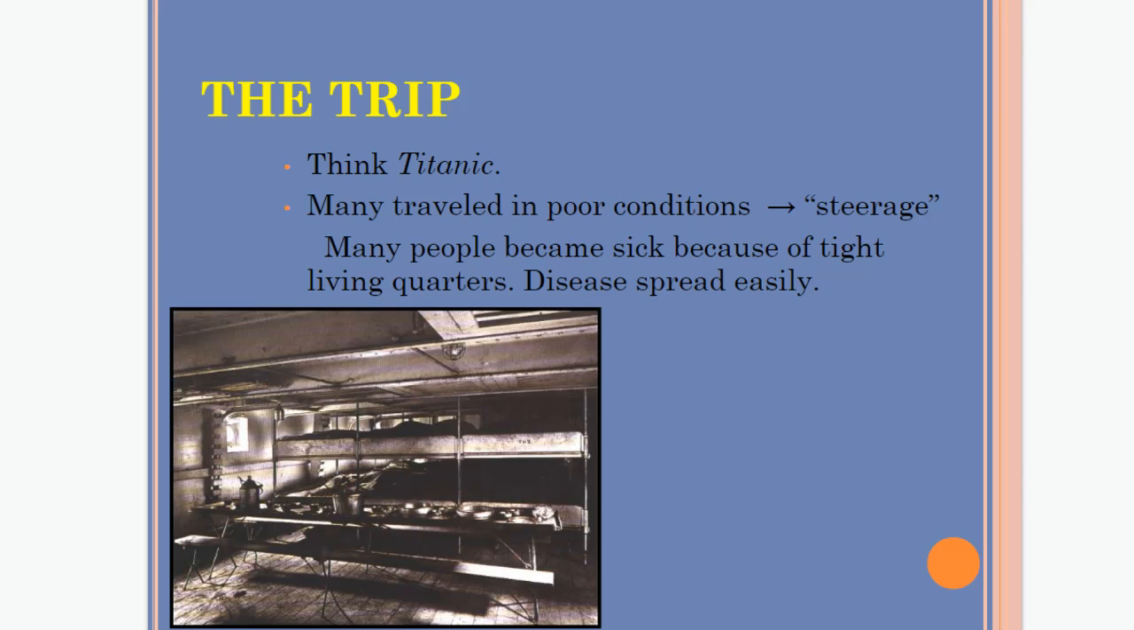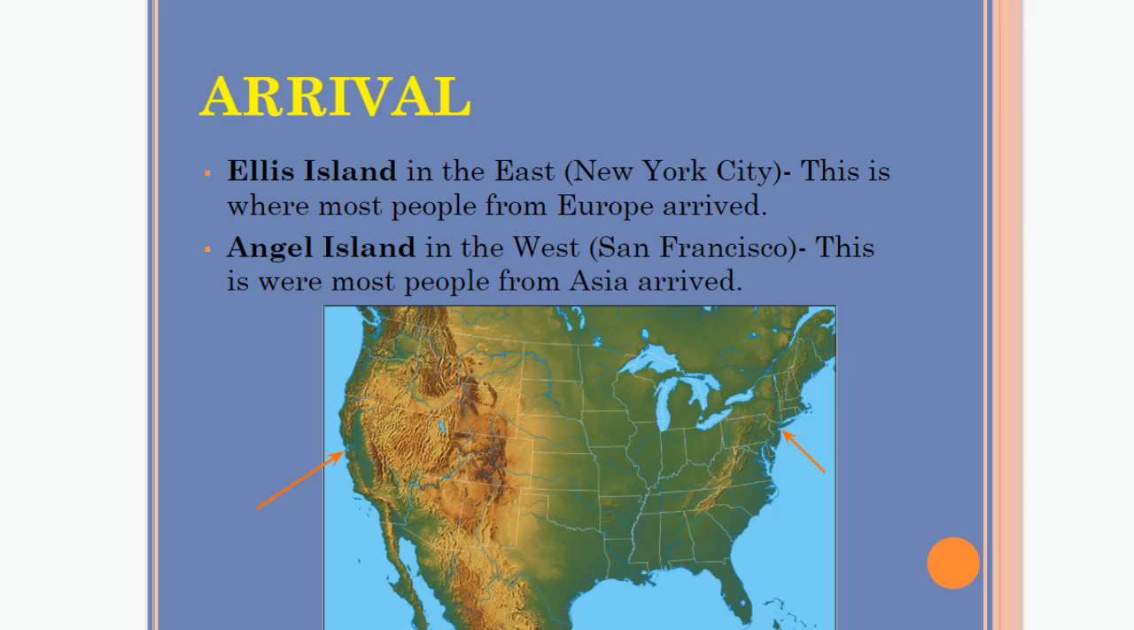It wasn't a guarantee. So in the arrival process, you had two major ports of entry. On the eastern side, you have Ellis Island, in New York City. This is where most of the people from Europe arrived. And on the west coast in San Francisco, you have Angel Island. This is where most of the people from Asia arrived. You can see on the map Angel Island there, with Ellis Island here in the east, which we'll see on senior trip.